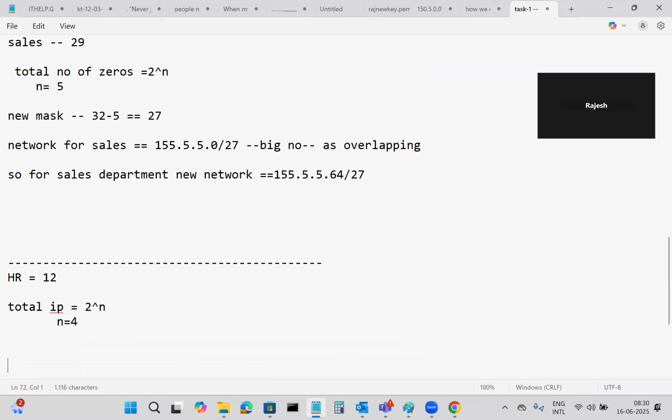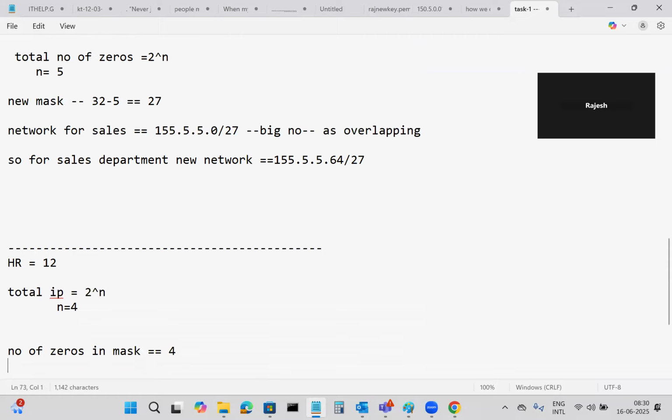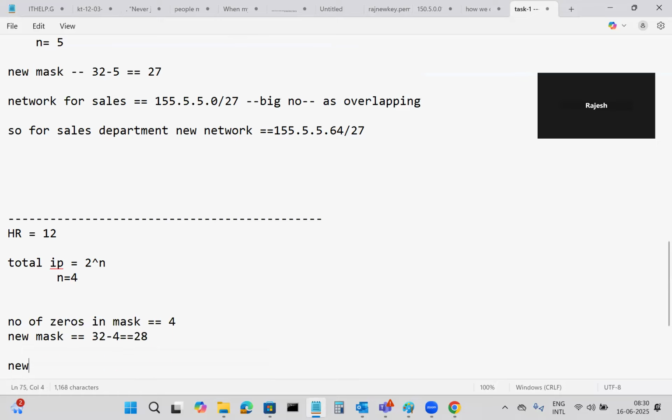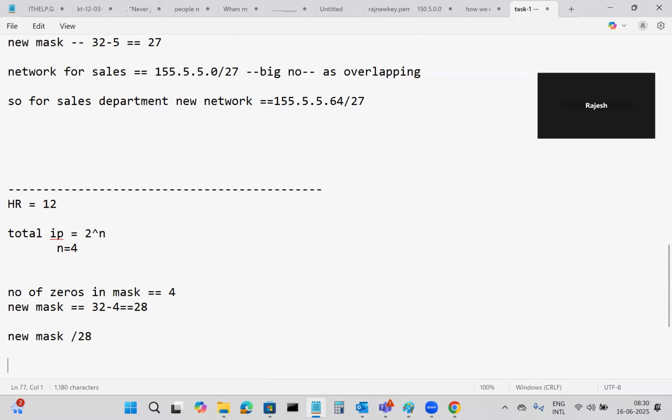So if my n is 4, it means the number of 0s in the mask is 4. So what will be my new mask? The new mask will obviously be the total mask size 32 minus 4, which will be 28, right? So my new mask is 28. But what will be my network?